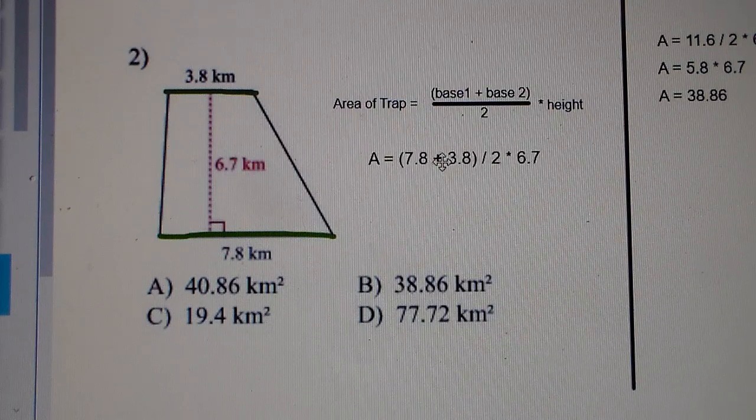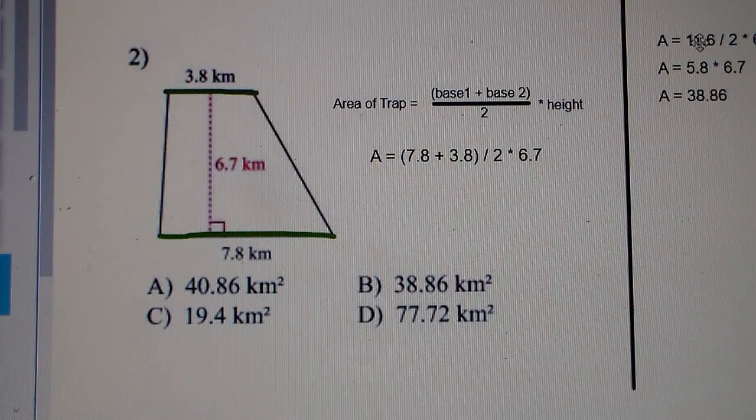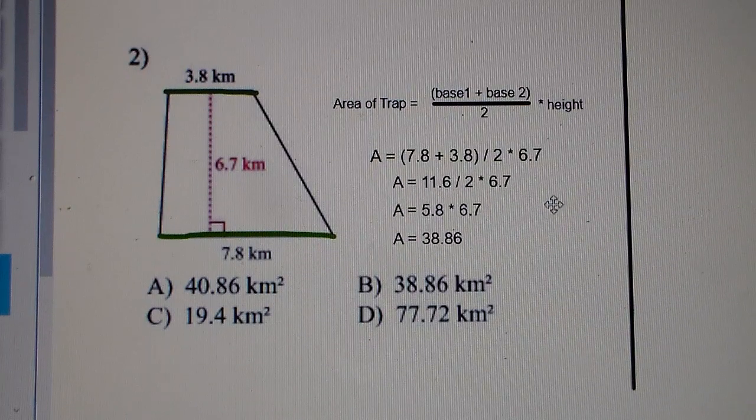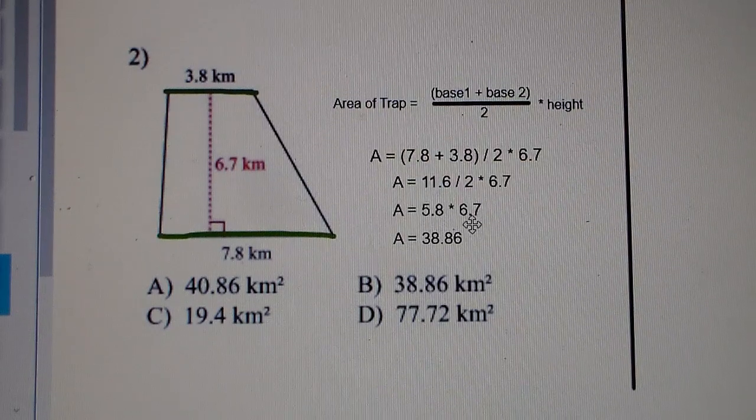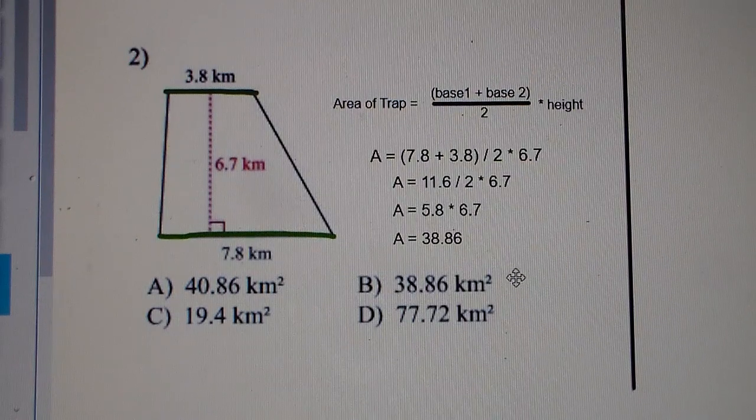So we substitute all the values in. 7.8 plus 3.8, those two bases. Add them up, divide it by 2. So when we add them up, we get 11.6. Divided by 2, we get 5.8. 5.8 times 6.7 gets us 38.86, which is B.